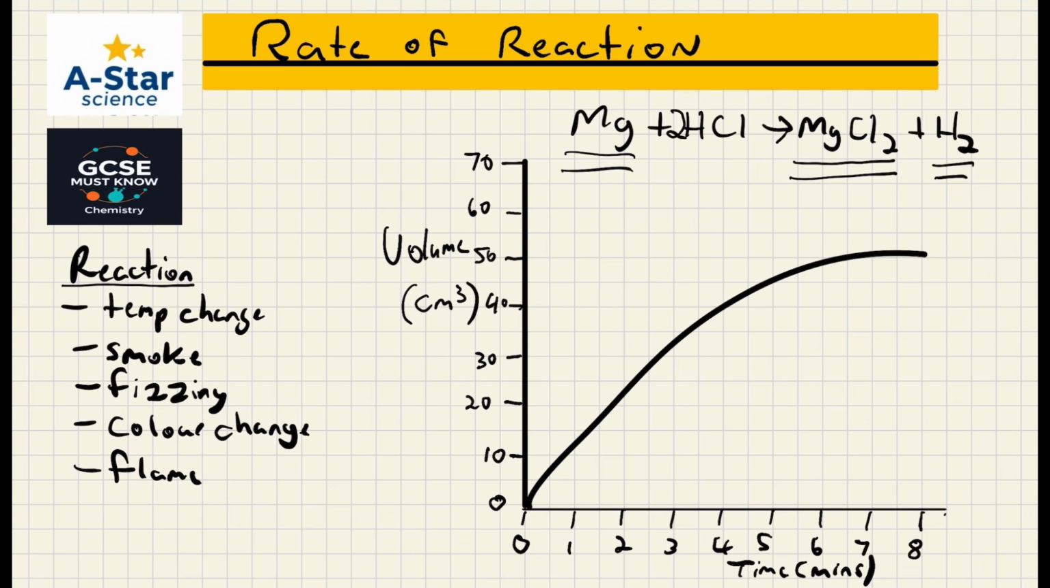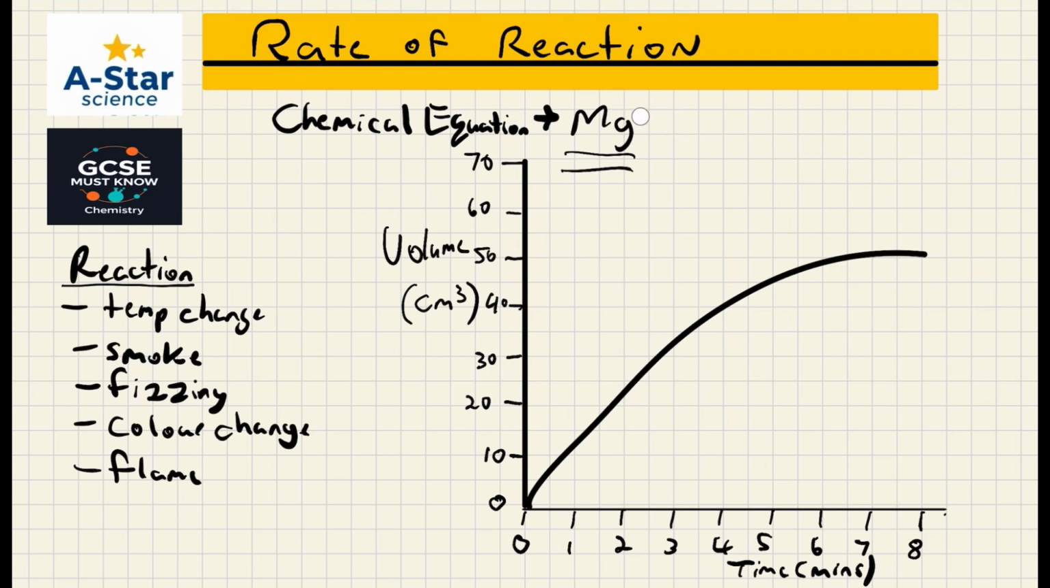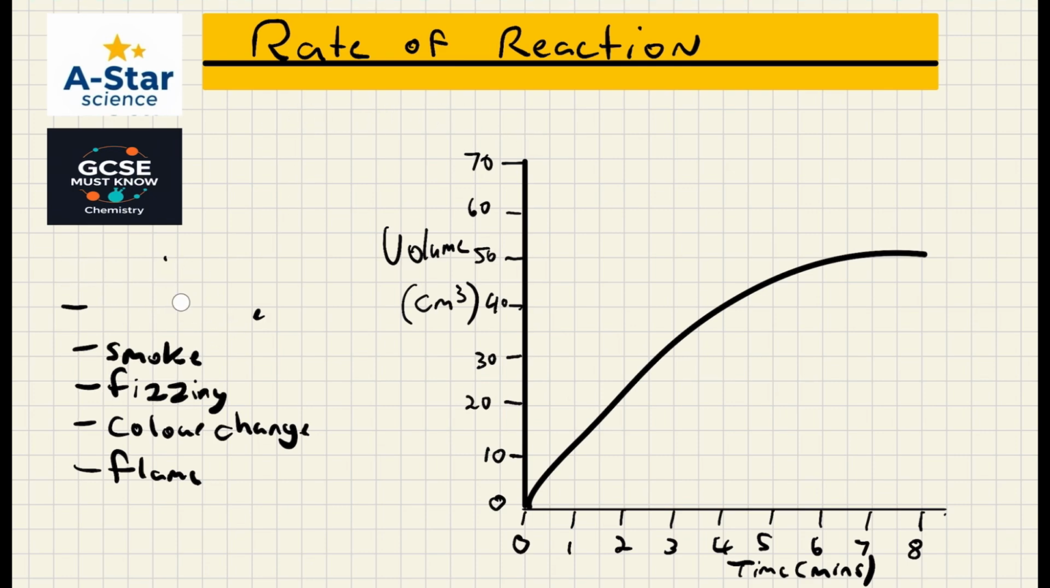And so we normally represent a chemical reaction by a chemical equation. So this, for example, the magnesium plus hydrochloric acid yielding magnesium chloride plus hydrogen would be a chemical equation. So that's some of the basics that we have in terms of what a chemical reaction is.